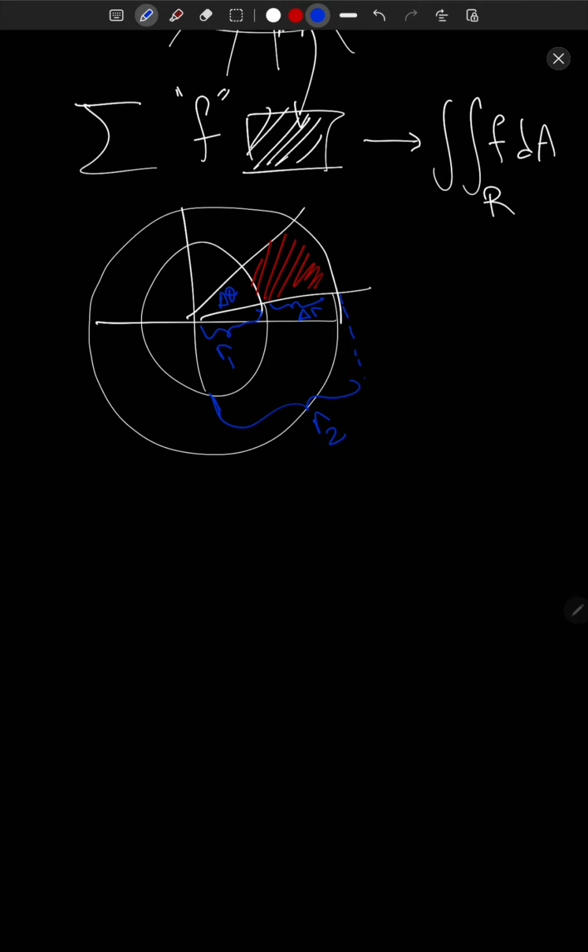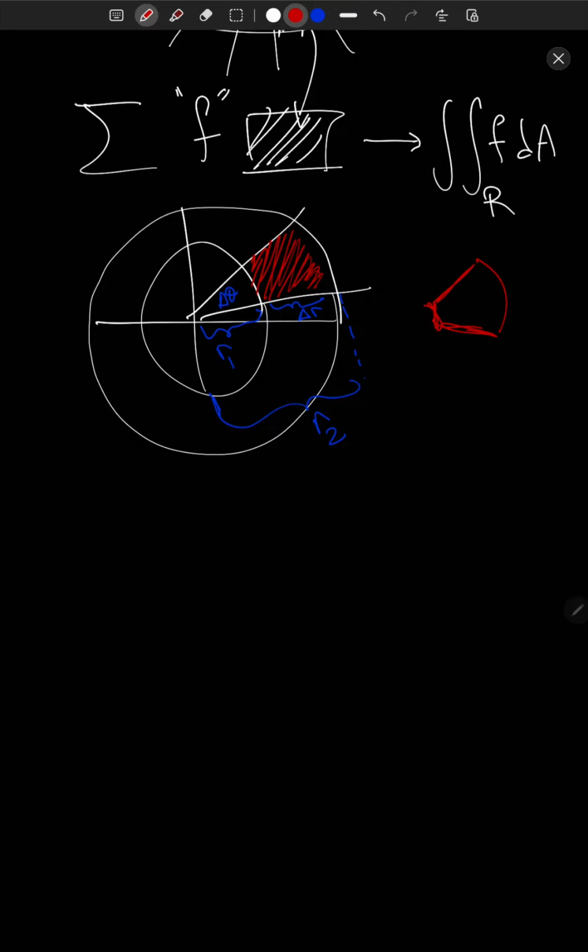The first thing is definitely not just delta R, delta theta, as it was in the rectangular case where it was just delta x, delta y, because the area of this shaded region is not just delta r times delta theta, because it's not a rectangle. It's a wedge that looks something like that. So it's definitely not delta r delta theta.